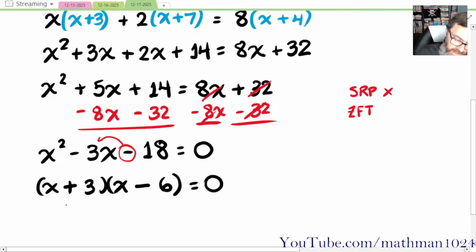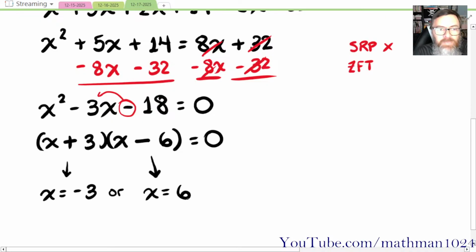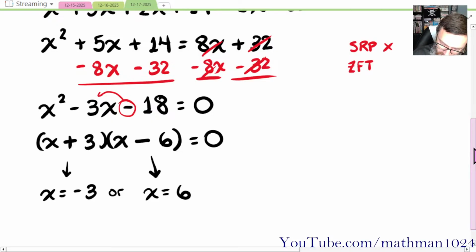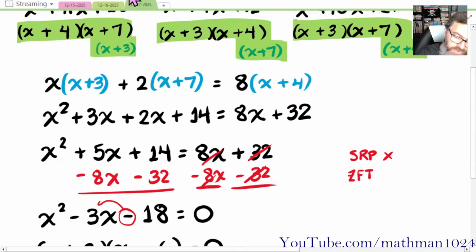All right, if we finish this, from this factor we get that x equals negative 3. From the other factor we have x equals positive 6. And you might be thinking, yes, sweet, let's circle these and move on. But hold on. We've got to make sure that we remember to check for restricted values.